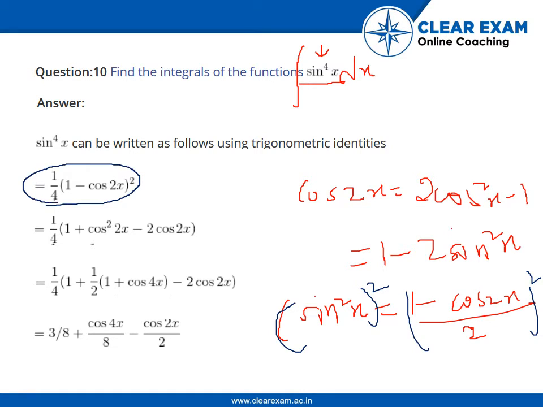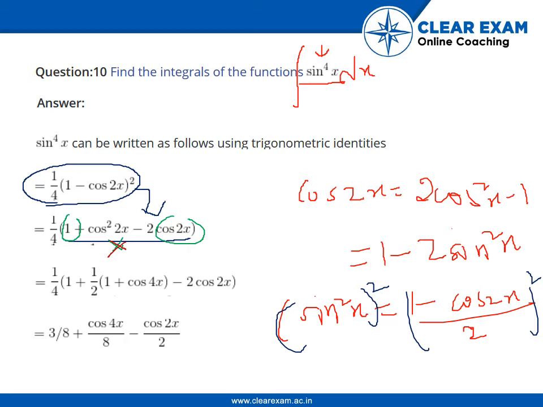So what we get? Sine raised to the power 4x can be written as 1 by 4 into 1 minus cos 2x raised to the power 2. Then we open the square and we get 1 plus cos square 2x minus 2 cos 2x. Now you see clearly that 2 out of the 3 terms are in the linear degree. That is, this is linear, but this is not linear yet. We have to make it linear. So how do we do it?